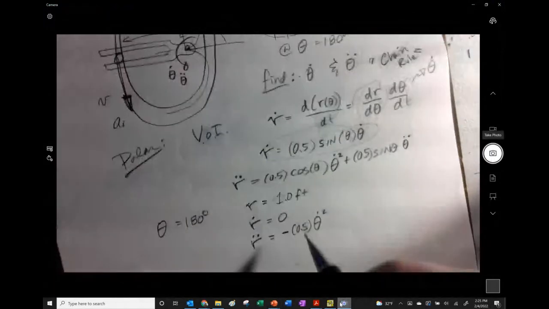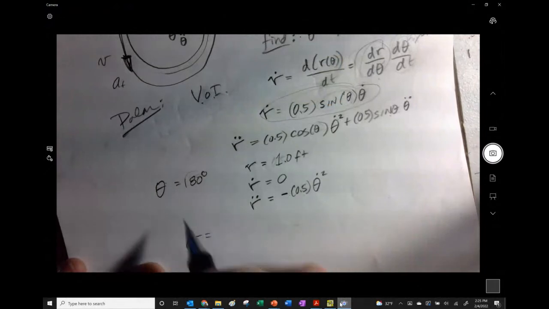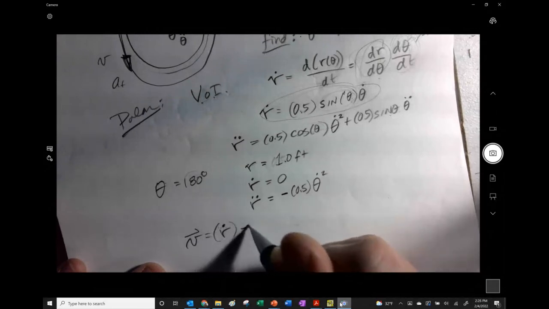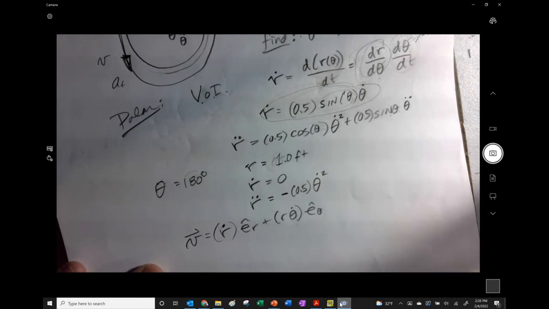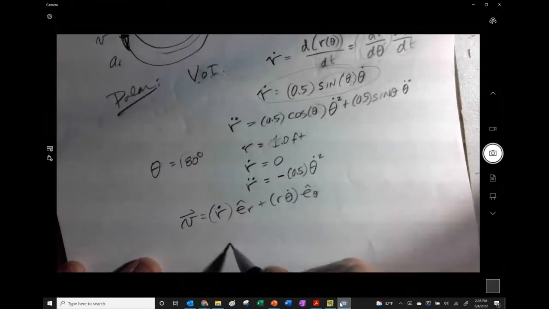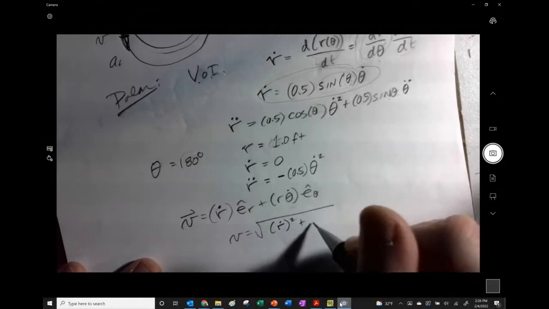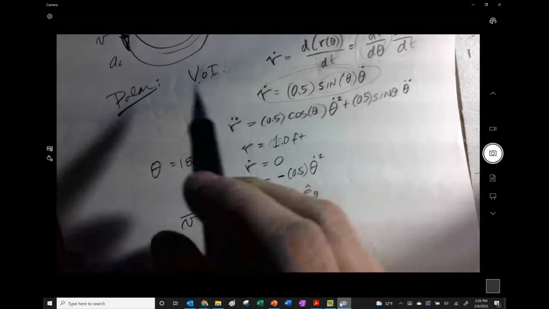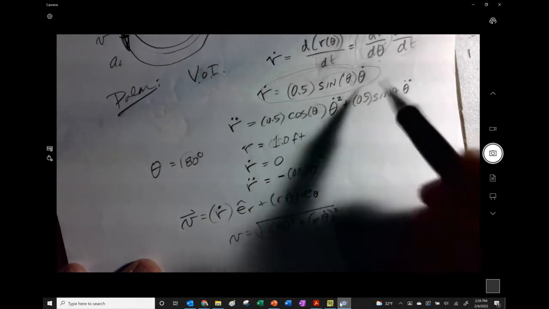So anyway, when we go to find the velocity of this, remember that for polar we have r dot e r plus r theta dot e theta. So if we want to find the magnitude of this, we would take r dot squared plus r theta dot squared. Dr. Deal, why did you ignore the plus 0.5 sine theta double dot up here?